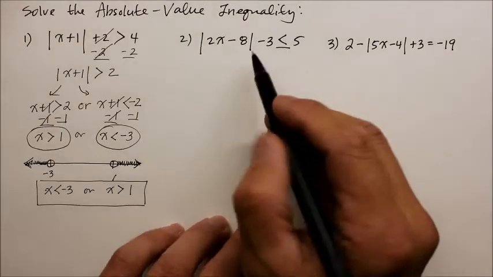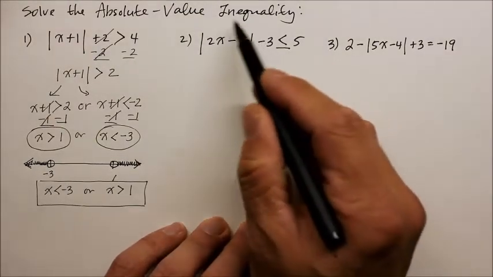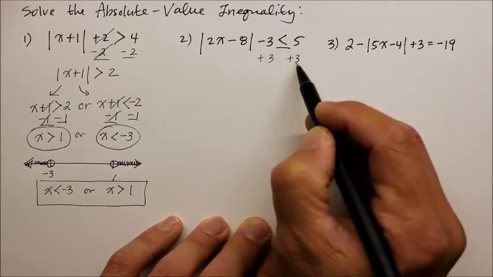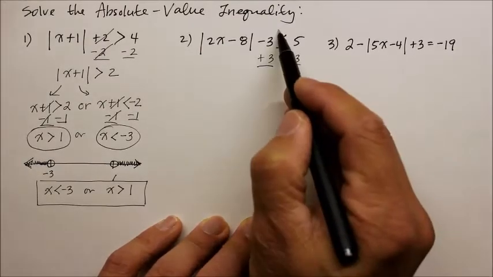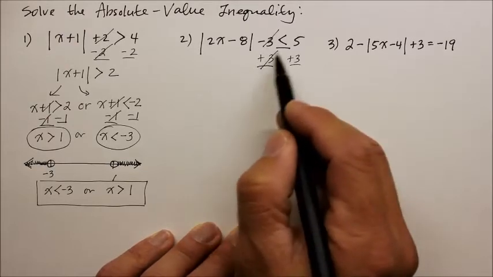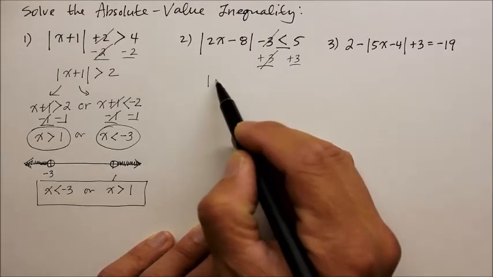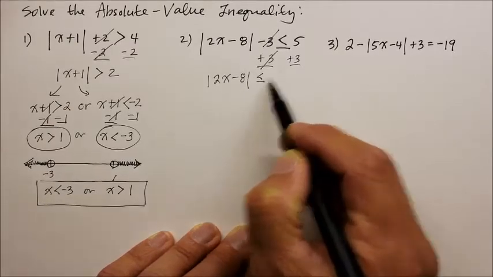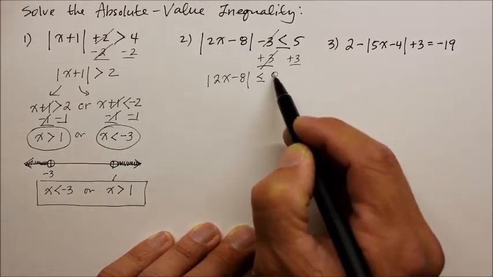Okay, you said isolate the absolute value. To do that, you add 3 to both sides of the inequality. So negative 3, positive 3 cancels out. All you have remaining on the left side of the inequality is absolute value of 2x minus 8. On the right side is less than or equal to 5 plus 3 is 8.